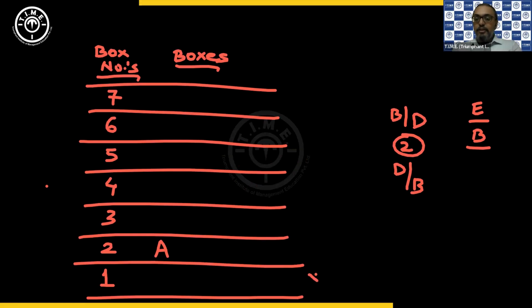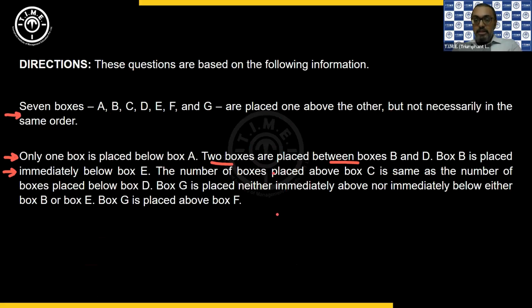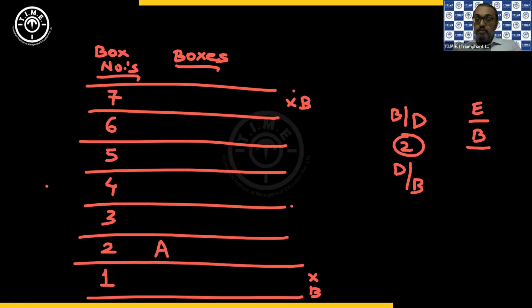Then I can definitely rule out B in the first position, because I need E immediately above, and I can definitely rule out B in the 7th position also. I need E immediately above. So B is placed immediately below E. Then the number of boxes placed above C is same as number of boxes placed below D. So number above C is same as number below D.